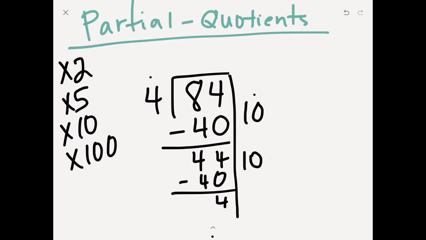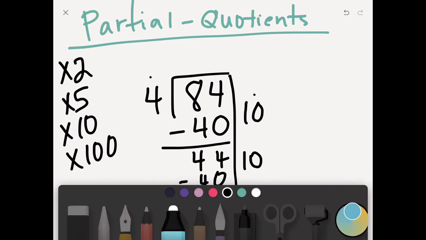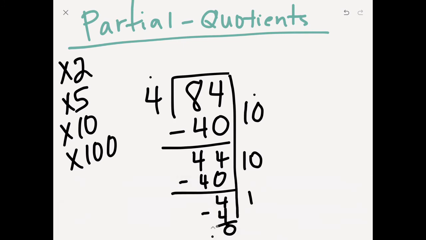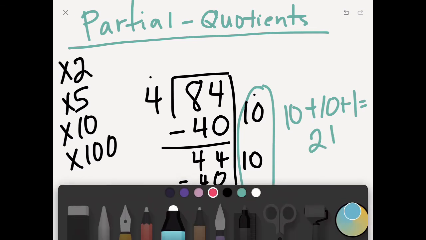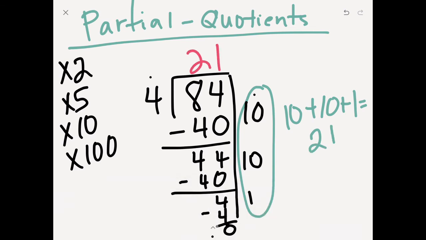Well, how many 4s are in 4? That's pretty easy. 1. So now I've gotten my subtraction down to 0, so I know there's not going to be any remainders. Now we've got to figure out where our answer is going to be. Well, it's going to be these over here that we multiplied up to find. So we're going to take our 10 plus our 10 plus our 1, and what does that equal? 21. So 21 is our answer that we're going to put up here at the top.